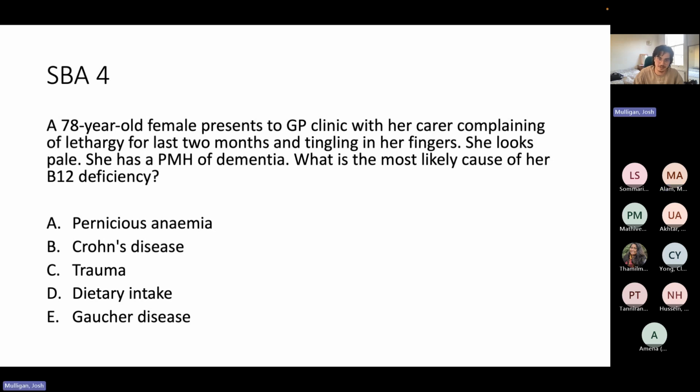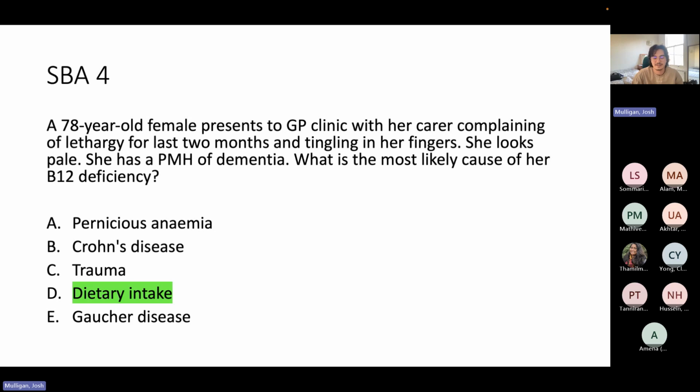Yeah, that's great. So the key thing here is she's come in with her carer, and she's got dementia. A very common thing with people with dementia is they forget to eat their food, and clearly she's dependent because she has a carer. In terms of the other options, pernicious anemia again is another very common cause. I would expect a slightly younger person coming in with this disease. And in SBA land, there's always some kind of hint towards autoimmune or something that comes alongside pernicious anemia.